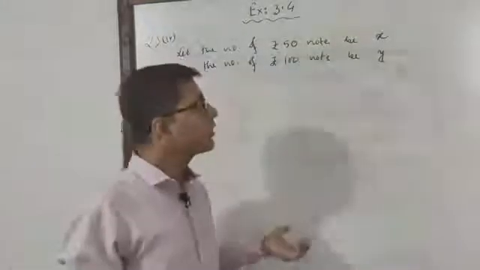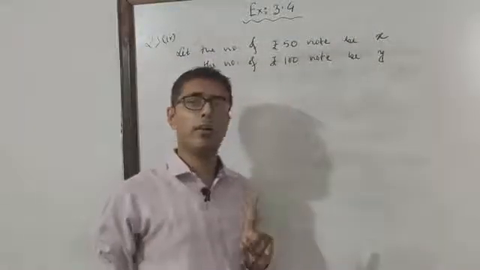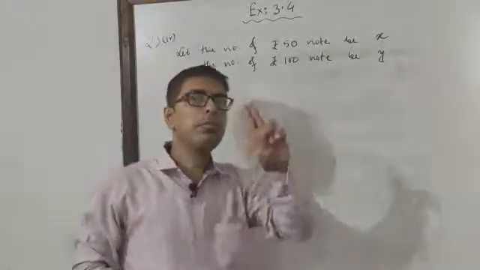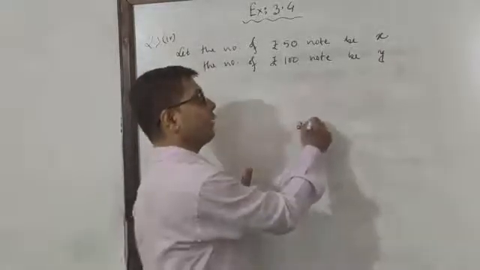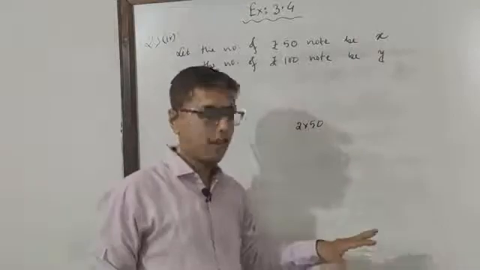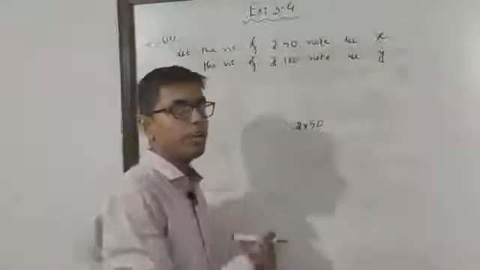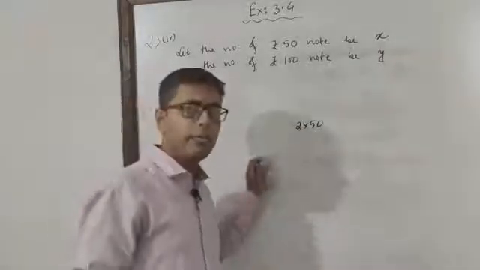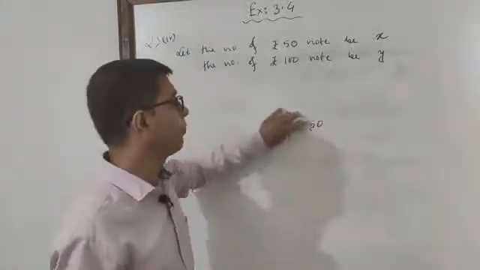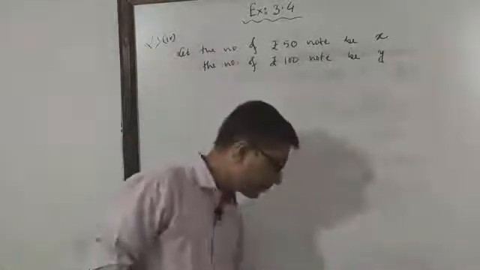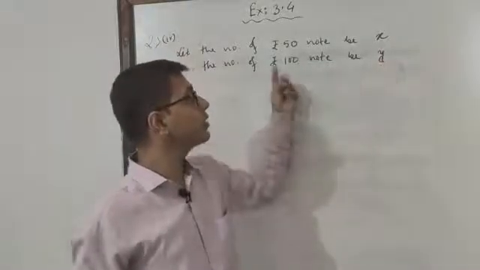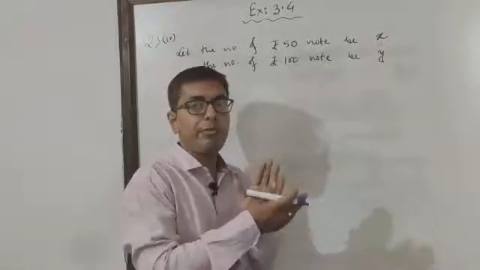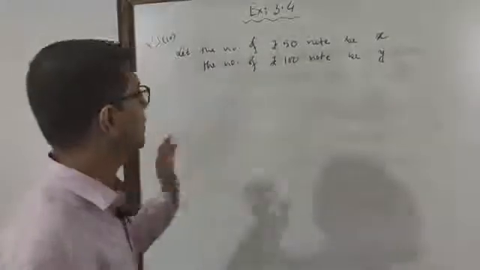Acha. If I ask you, if there is only one rupees 50 note, then what is the value? 50 rupees. If there are two rupees 50 notes, then 2 times 50, that is 100 rupees. Clear? If there are 3 rupees 50 notes, then 3 into 50, that is 150. If there are 4 rupees 50 notes, 4 into 50, that is 200. Okay, and so on. Also, if there are Y numbers of 100 rupees notes, then what is the value? 100Y. X numbers of rupees 50 notes, what is the value? 50X.